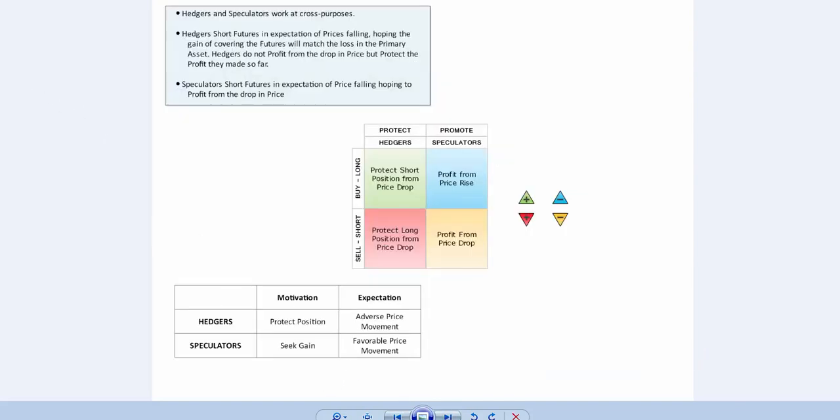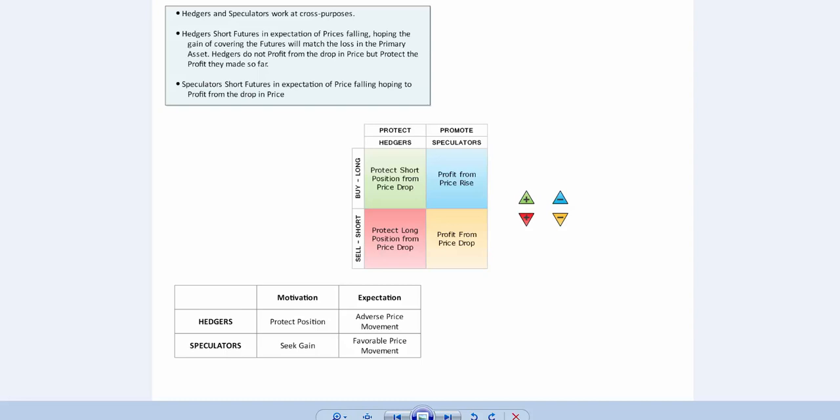Let's talk about hedgers versus speculators and the difference between the two. We're mostly speculators, but futures contracts were built for hedgers. Hedgers and speculators work at cross purposes. Hedgers short futures in expectation of prices falling, hoping that the gain of covering the futures will match the loss in the primary asset. Hedgers do not profit from the drop in price, but protect the profit that they've made so far.